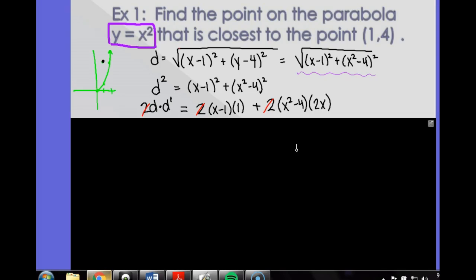Yep. Why do you have to multiply by d prime? Because if you have y squared, its derivative is 2y dy dx. So this is like a d squared instead of a y.